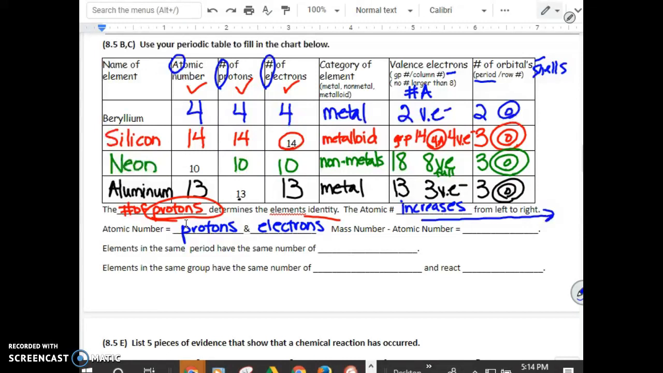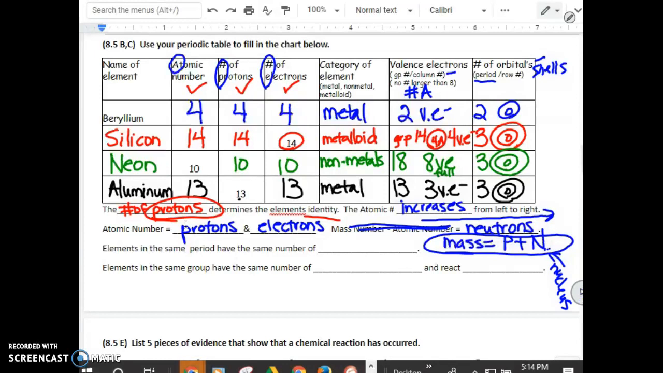Your mass number minus your atomic number is going to equal your neutrons. We always would say mass equals protons plus neutrons. I would like y'all to do it this way versus this way, because it just works out a lot easier that way, because we know that all of the mass is located inside the nucleus.